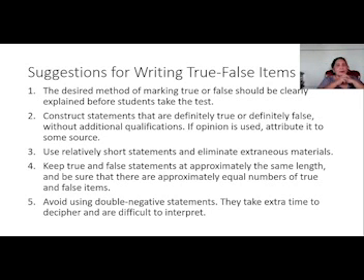As much as possible, approximately equal numbers of true and false items. Number 5, avoid using double negatives. They take extra time to decipher and are difficult to interpret. What is an example of a double negative? It is untrue that the non-believers do not believe in.